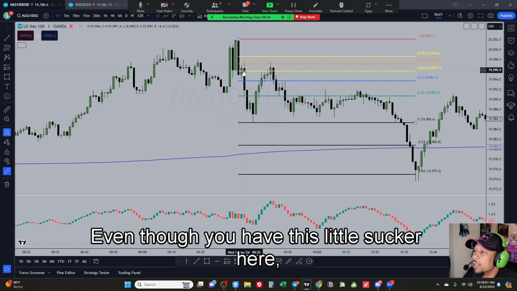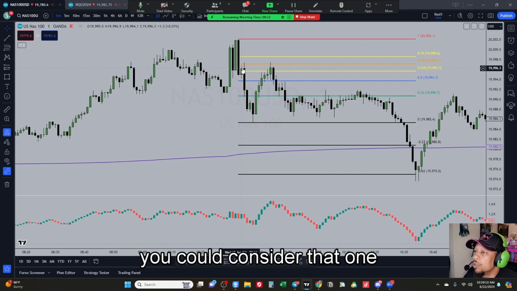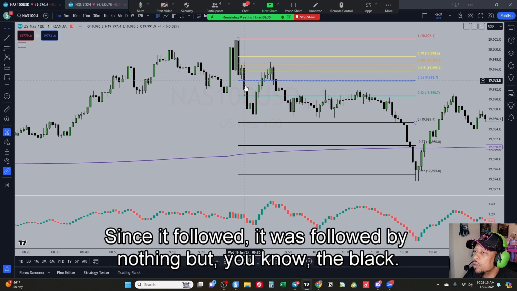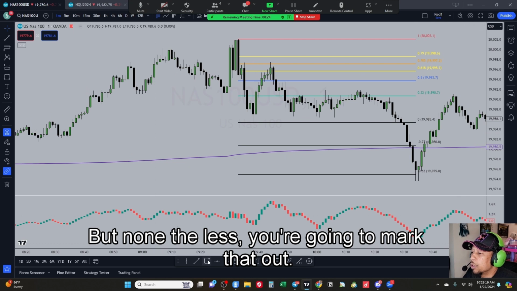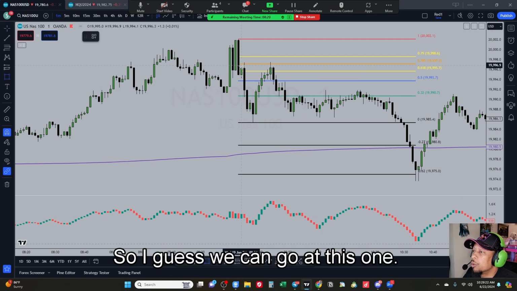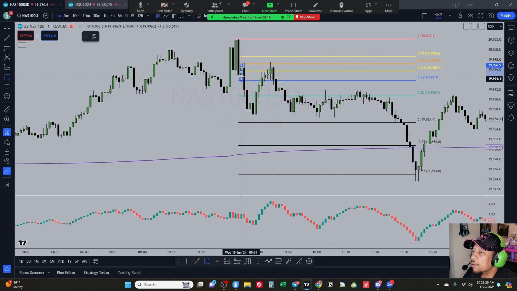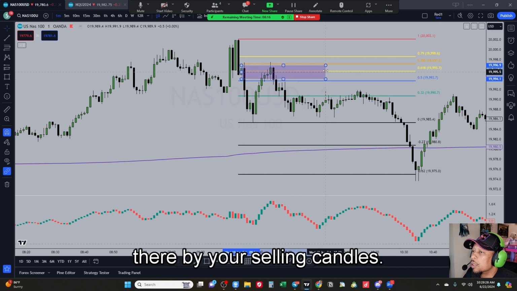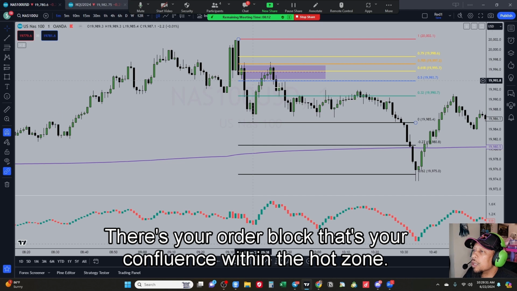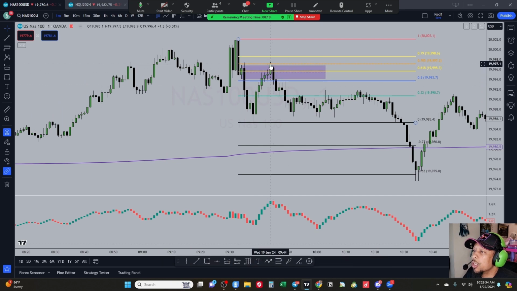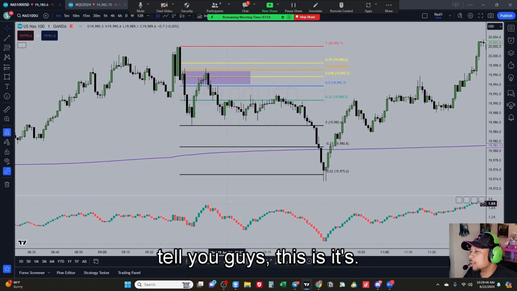All right. Now, even though you have this little one here, you could consider that your order block since it was followed by nothing but the black. But nonetheless, you're going to mark that out. So I guess we can go with this one since it was followed there by your selling candles. There's your order block. That's your confluence. Within the hot zone, you've got a rejection right here. That's your signal. You enter. Here's TP1. Worked its way down. TP2 and TP3. Okay? I'm telling you guys, it's golden.